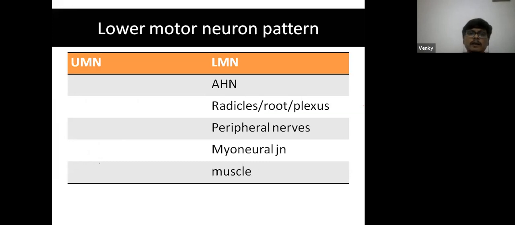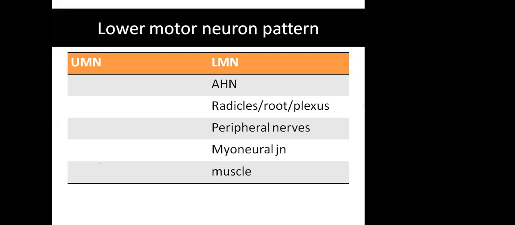Before I explain this, the lesion level means anterior horn cells, radicals, root or plexus, peripheral nerve, myoneural junction or muscle. So the upper motor neuron extends up to the anterior horn cell. It carries the corticonuclear fibers and corticospinal tracts.